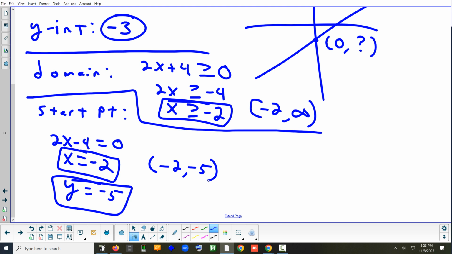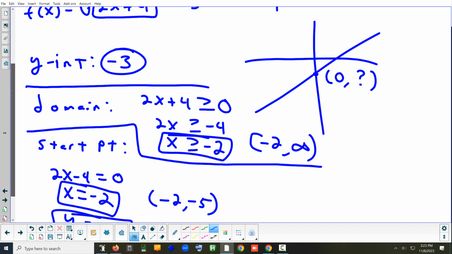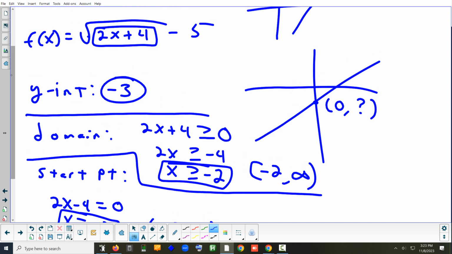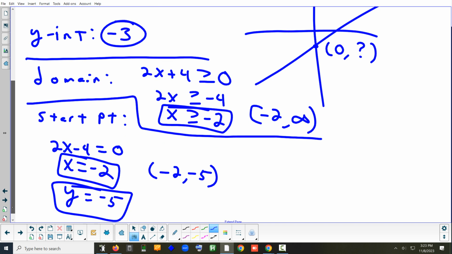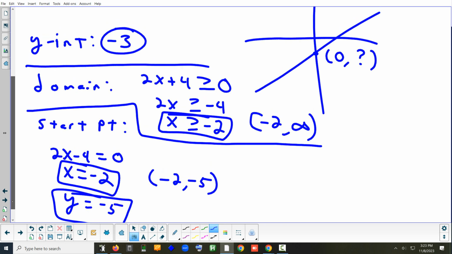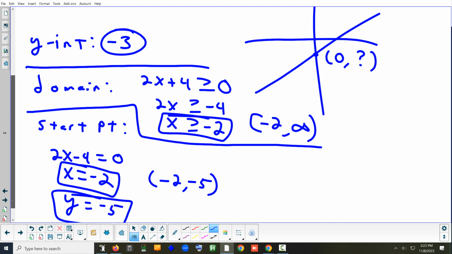Now, why did I write start point? I could have written center point. I should have asked you that. How do I know that this is a start point and not a center point? Yeah, that's an even index, right? It's an even root. Even roots always have a start point. Odd roots have a center point. Since odd roots go in both directions, what's the domain for any odd root? All real numbers. They go left and right forever. But even roots do not. So any questions on finding those?